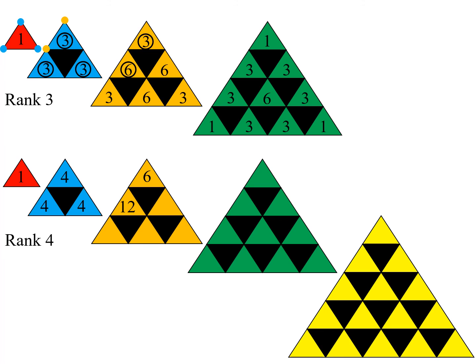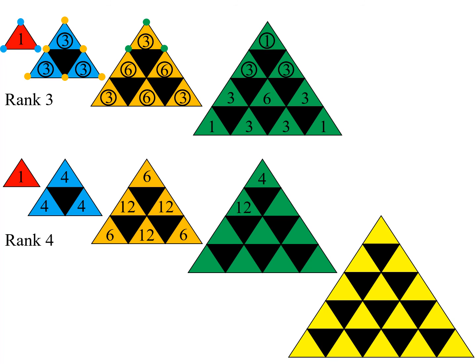Rank 3. Blue 3 plus blue 3 plus orange 6 equals rank 4, 12. Rank 3. Blue 3 plus orange 3 equals rank 4, 6. Rank 3. Blue 3 plus blue 3 plus orange 6 equals rank 4, 12. Rank 3. Blue 3 plus orange 3 equals rank 4, 6. Rank 3. Orange 3 plus green 1 equals rank 4, 4. Rank 3. Orange 3 plus orange 6 plus green 3 equals rank 4, 12.